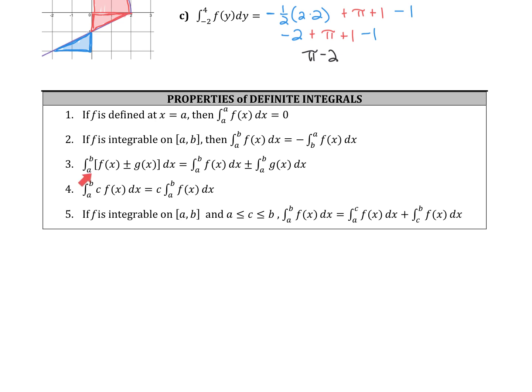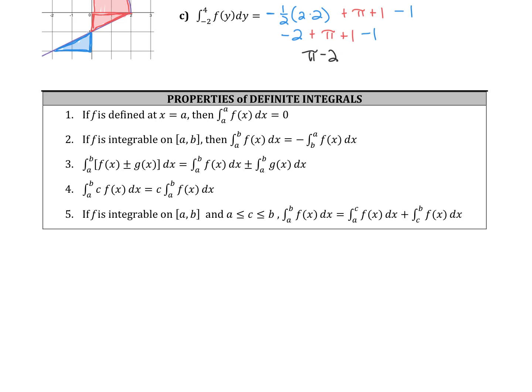The next properties look familiar because they're very similar to my derivative rules. It says if we have the integral from a to b of f of x plus or minus, it doesn't matter which one, g of x, that I can separate and take two separate integrals. We already looked at this one previously. I also have the property that says that if I have the integral of some constant times a function, I can pull the constant out. Again, we've done that one.